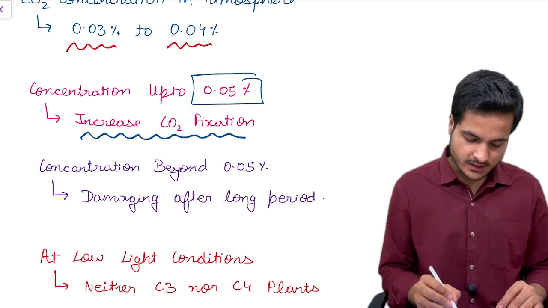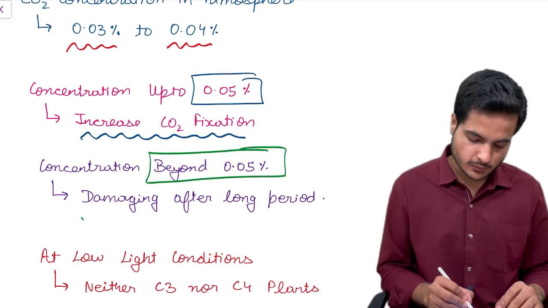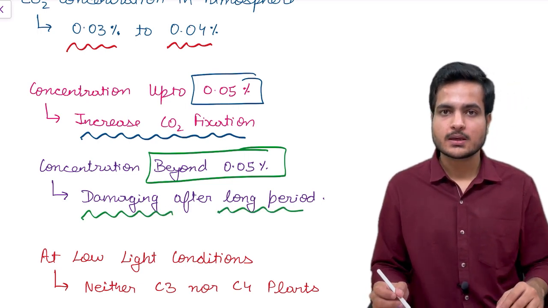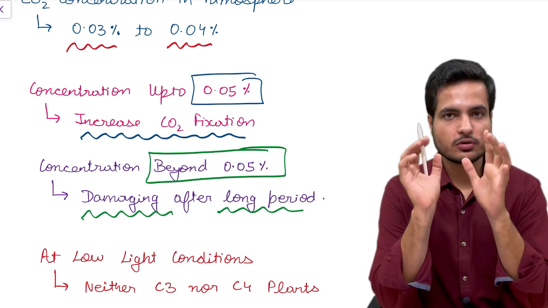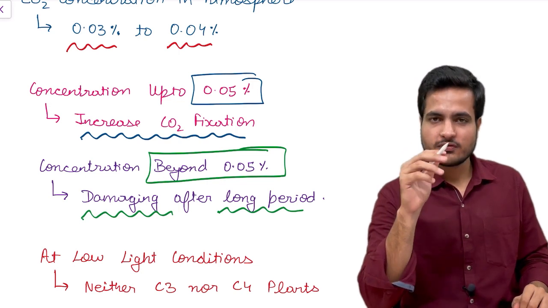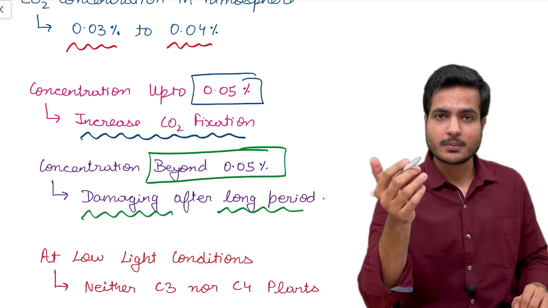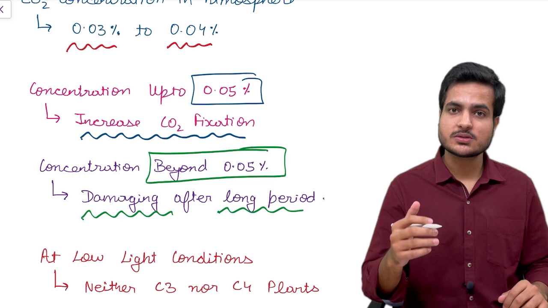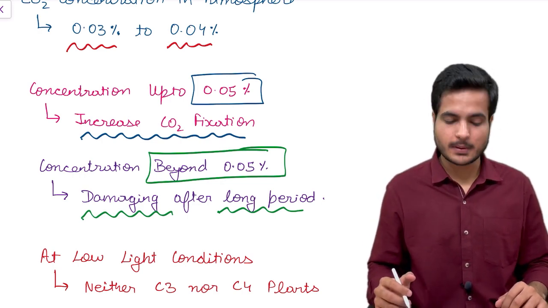But if the concentration is increased beyond 0.05%, then this will prove to be damaging for the plant over a long period of time. Therefore, let me remind you that 0.03 to 0.04% is the amount of carbon dioxide present in our atmosphere. If the amount of carbon dioxide is increased to 0.05%, the amount of carbon dioxide fixed will be increased. But if the concentration is increased beyond 0.05%, this will prove to be damaging for the plant.